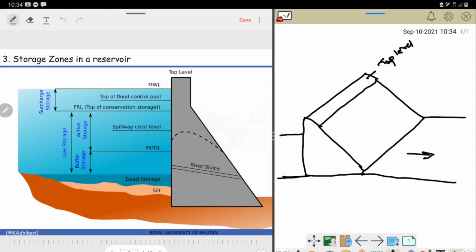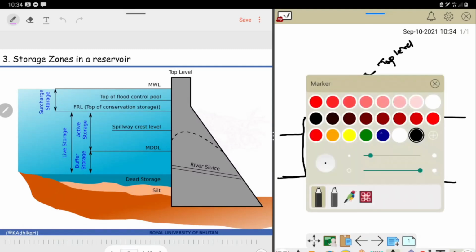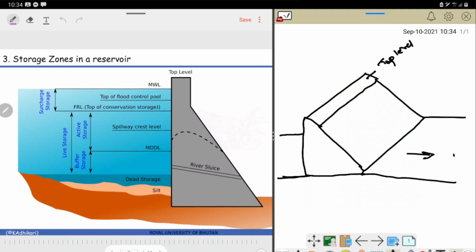Okay, if that much is understood, there's also one very important component of a dam, that is what we call the spillway. What happens is when the water is up to a certain maximum level, we need to get rid of this excess water. How do we get rid of this excess water? Through the spillway. So spillways are constructed. Sometimes it is constructed over the dam, or sometimes it may not be over the dam, it would be somewhere else in the periphery of the reservoir.